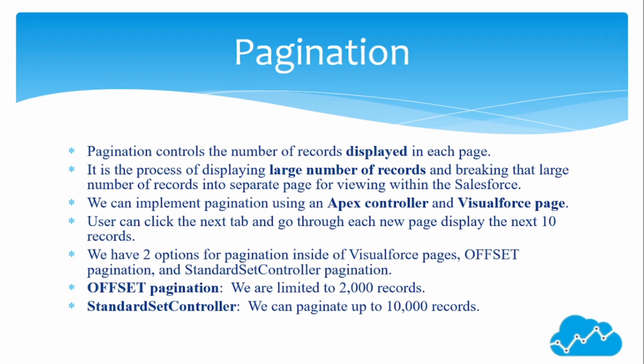We can implement pagination using an Apex controller and a Visualforce page. The user can click the next tab and go through each new page, which displays the next 10 records. We have two options for pagination inside Visualforce pages: offset pagination and standard set controller pagination. With offset pagination, we are limited to 2000 records. With the standard set controller, we can paginate up to 10,000 records.